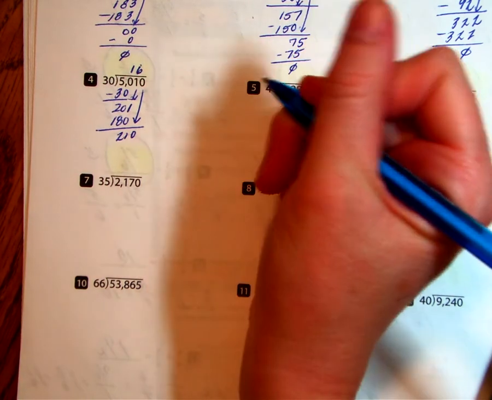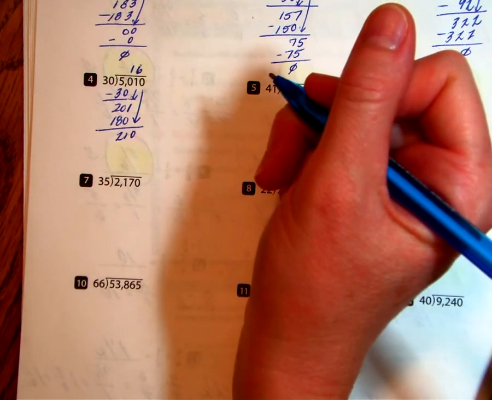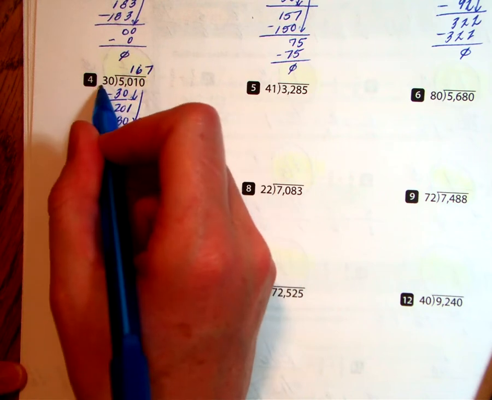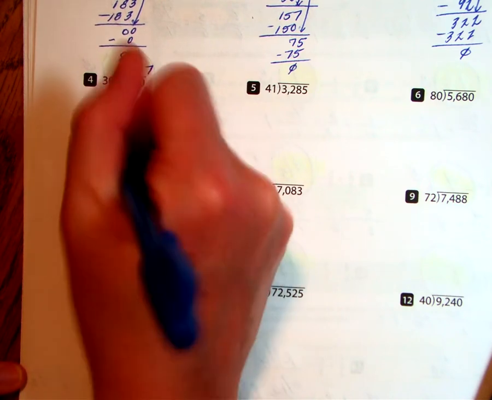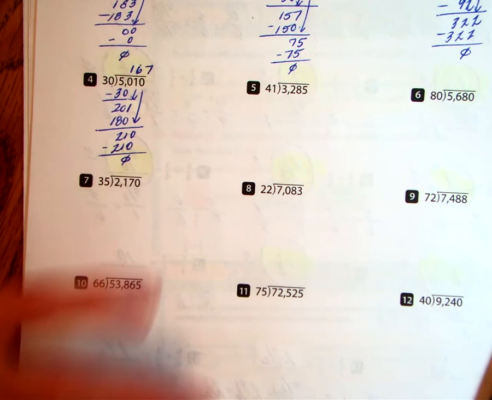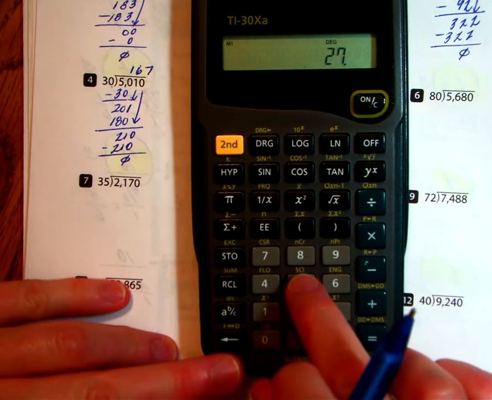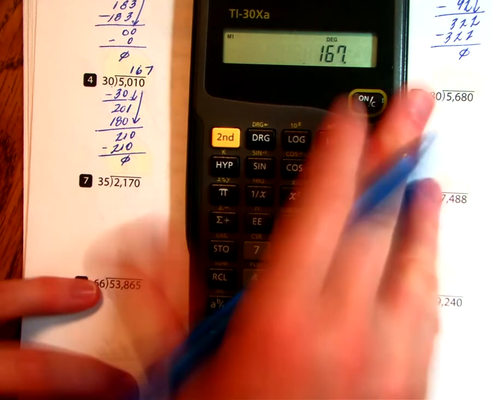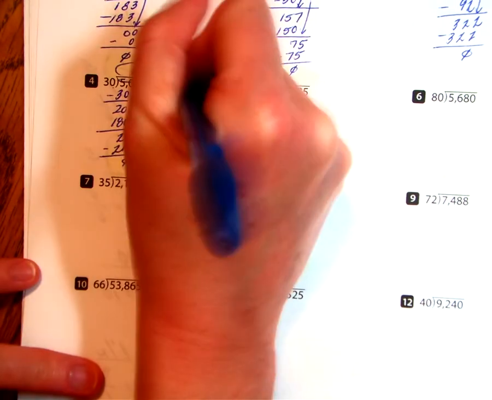Subtract, bring down, repeat. 30 is going to go into 210 7 times, nice and evenly. That's because 7 times 3 is 21, and then you have the extra place value there. Voila. Alright. 5010 divided by 30. Yes, 167, we are correct.